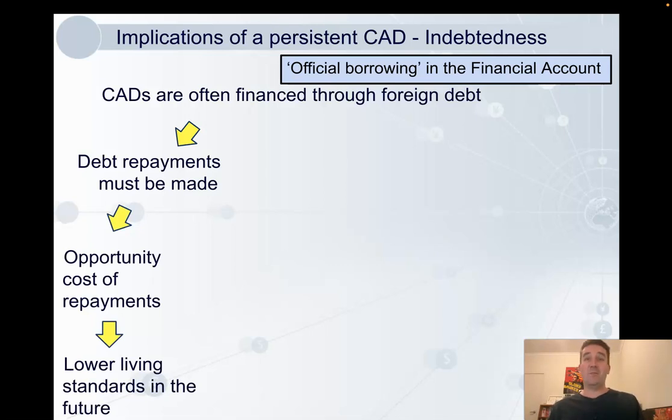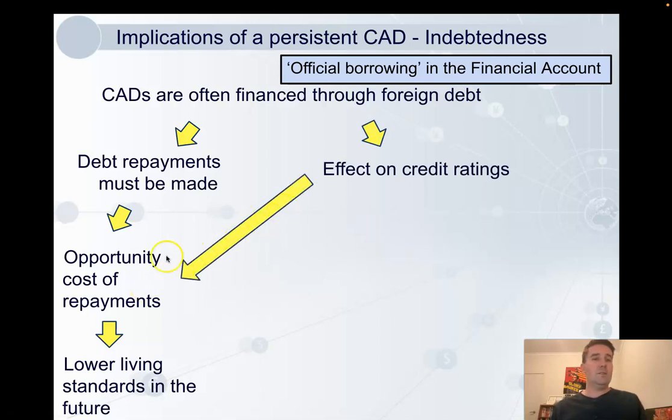Significant levels of borrowing can also affect the credit rating of the country. We've talked about credit ratings a little bit already. This can mean higher interest on their borrowing, and that higher interest is going to lead to those repayments being higher and exacerbating the problems we've just seen about the lack of government spending on those merit goods.